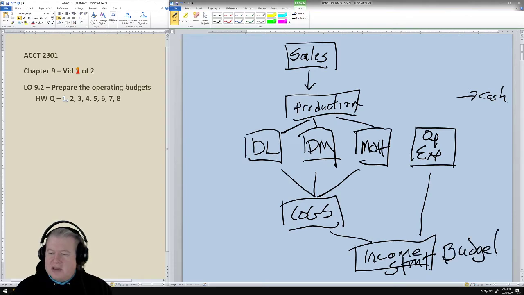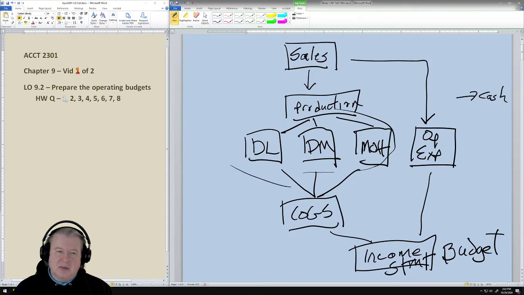Now, you notice that I've left this without a feeder. In other words, what informs this? So the production numbers inform these 3 items, but actually sales informs this one. So let's just keep that in mind. That sales informs production. Production is then the target for these 3, and then figures into COGS, and then operating expenses is based off of sales.